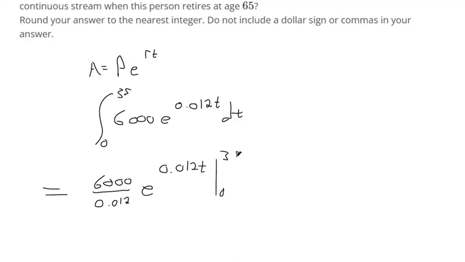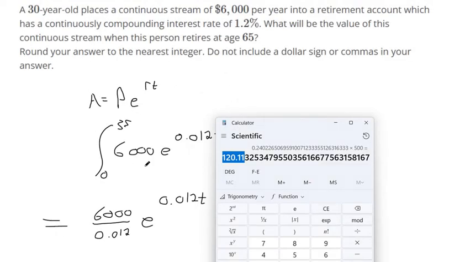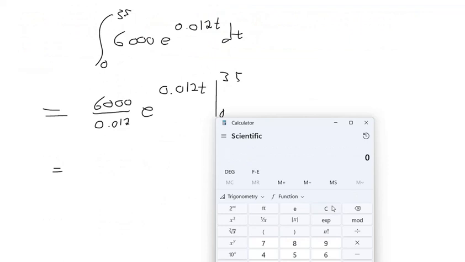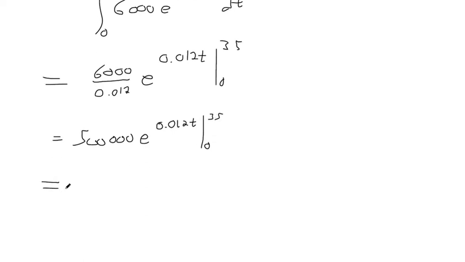So there's our antiderivative. We can clean it up a little bit because we can divide by 0.012. That's 500,000. So we can plug in 35. And then if you plug in 0, it's e to the 0 power, so that's 1. So it's just going to be subtracting 500,000 here.